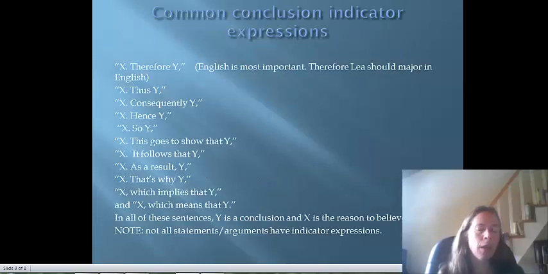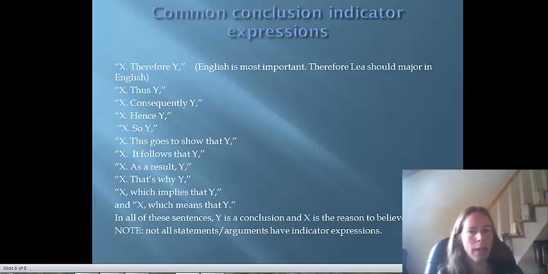Now there's a little hint. There's what's called a conclusion indicator expression, and I've listed a bunch of them here. The one that we just used is the first one, which is statement X, therefore Y. In this case, English is the most important subject, therefore Leah should major in English. That's using exactly that one, right? We establish X, that's our premise, therefore Y must follow.